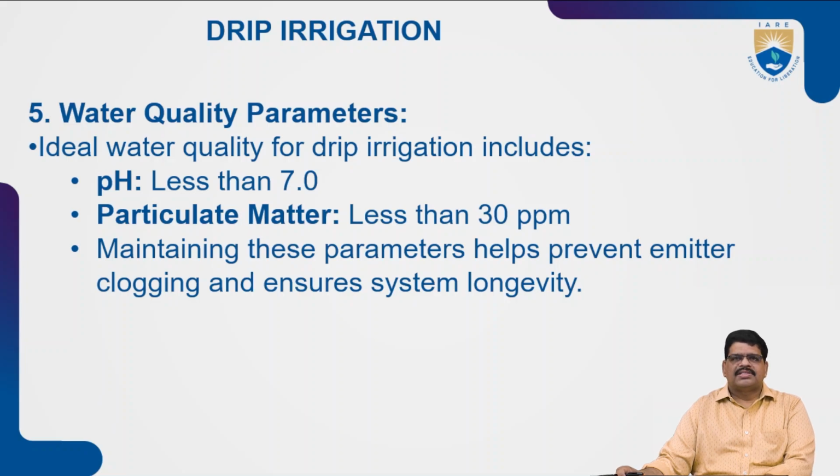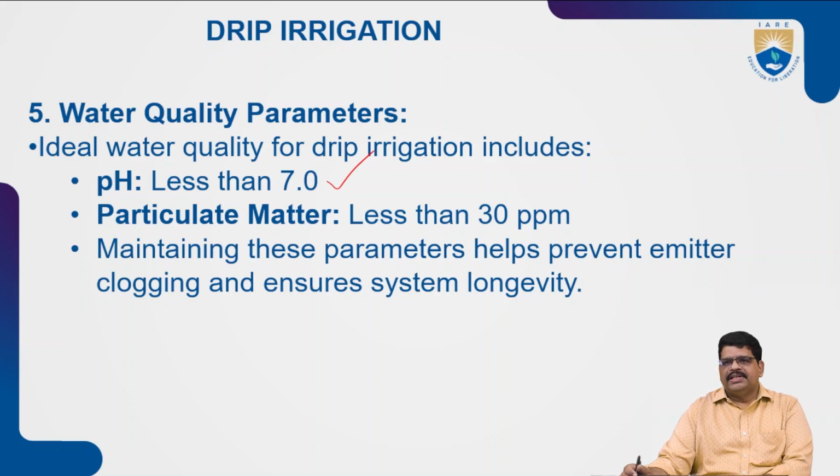Next, the last one is water quality parameters. The water quality parameters are about how the water is maintained. Clean water, generally potable water, is the better thing to supply. The pH level should be maintained below 7 and the particulate matter lower than 30 parts per million. Maintaining these parameters helps prevent clogging in the pipeline. That is very important.